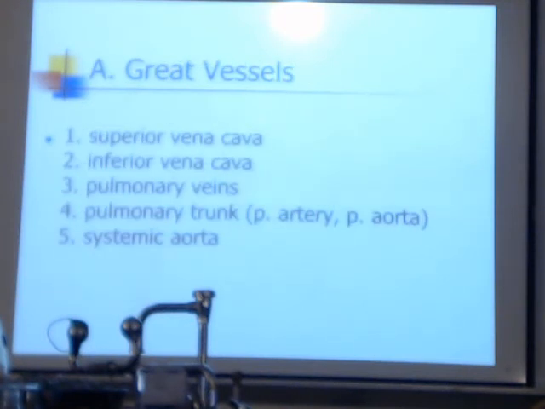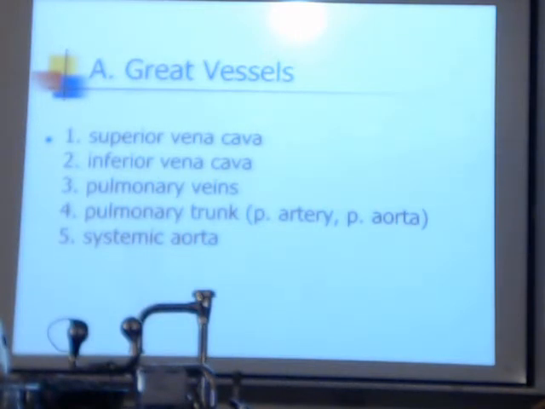Now we're going to talk about our great vessels. We have the inferior and superior vena cava. We have our pulmonary arteries and veins, and then we have the systemic aorta. So remember, the largest veins are the vena cava, the inferior and superior vena cava. Then our pulmonary veins and arteries are very important because that's how we keep blood getting reoxygenated.